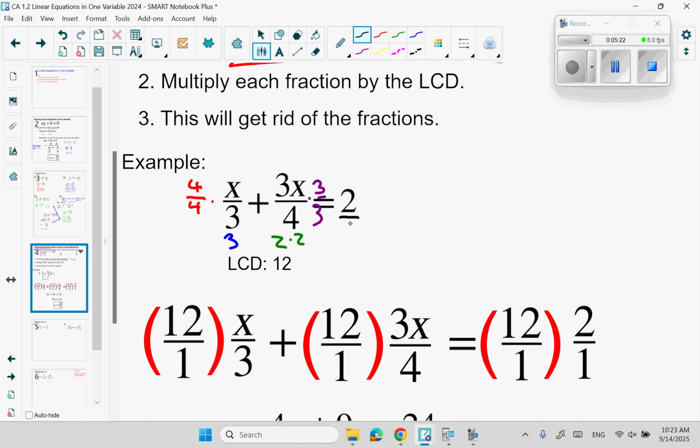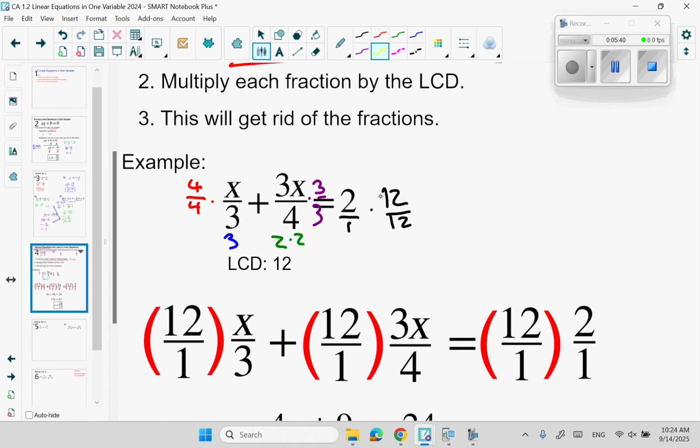And then I can put 2 over 1, and same idea. It doesn't have the blue 3 or either of the green 2's. So I'd have to multiply by all 3 of those numbers. 3 times 2 times 2 is 12. So I'd multiply this one by 12 over 12.